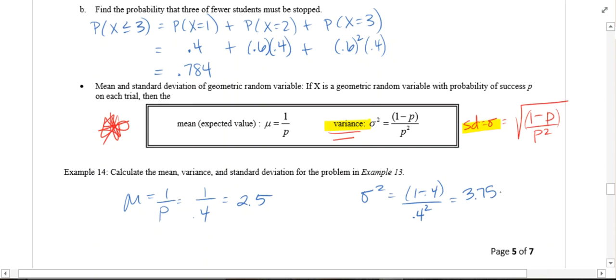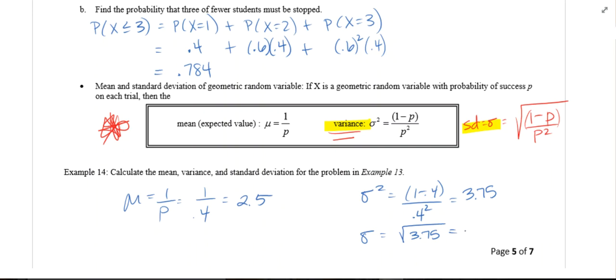So you should get 3.75. Okay, and then the standard deviation is the square root of that number. So go ahead and take the square root. And you should get 1.94.